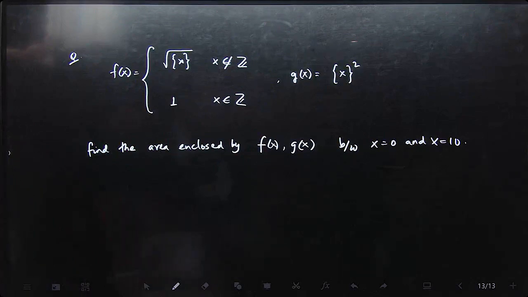Yeah. In general, for any area under the curve, plotting the graphs is going to be your most difficult task.